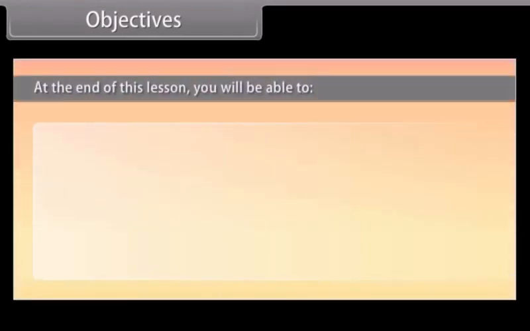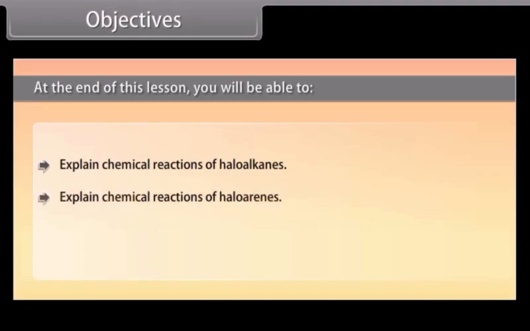Objectives. At the end of this lesson, you will be able to explain chemical reactions of haloalkanes, explain chemical reactions of haloarenes, and describe polyhalogen compounds.